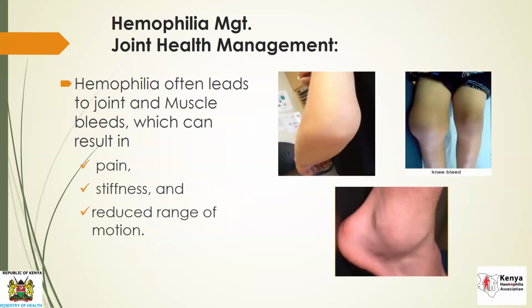So this is a clear picture of what we come across when we see patients with hemophilia, and it can be very confusing when it comes to management or also when we are diagnosing, because it mimics other diseases like septic arthritis. So hemophilia also leads to joint and muscle bleeds, which can result in pain, stiffness, and reduced range of motion for the patient.